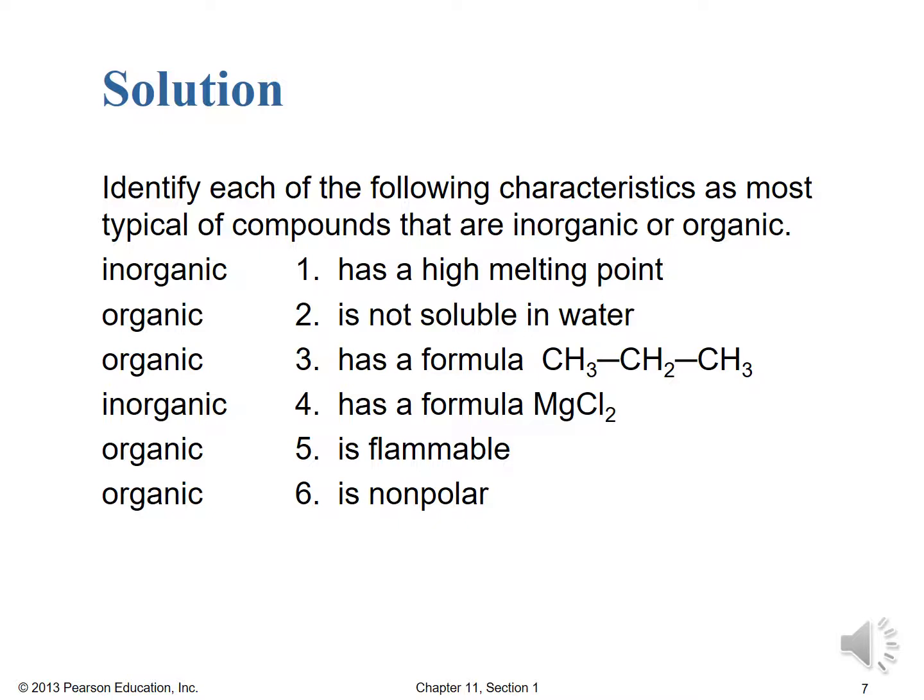For number 4, has a formula of MgCl2. That's your typical inorganic compound, your classical ionic compound with a metal and some nonmetals in this case. For number 5, organics tend to be the ones that are flammable, and number 6, organics also tend to be the ones that are nonpolar. So hopefully with this classification scheme, you did pretty well with getting what tends to characterize more of the organic compounds versus what tends to characterize more of the inorganic compounds.